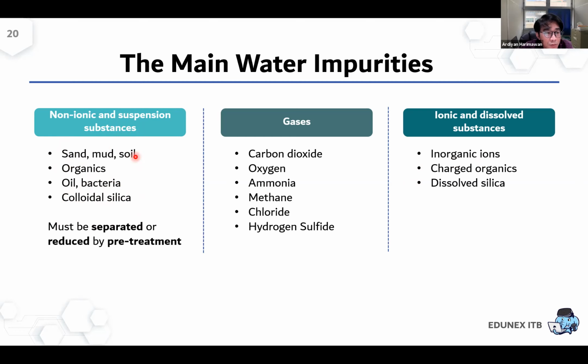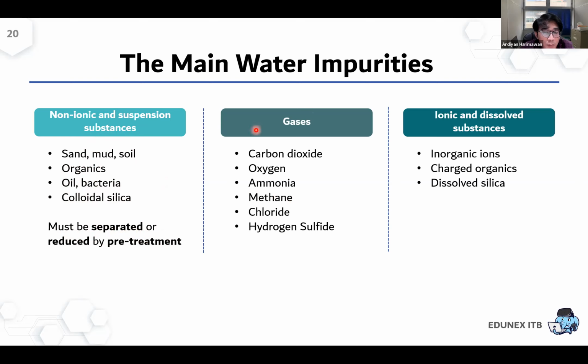So this one is relatively easy to be separated, because it's visible, and it's not dissolved. It doesn't create chemical interaction with the water. So this one is normally separated first in the pre-treatment of the water. Ya, jadi di water treatment plant tahap awalnya itu adalah menghilangkan ini dulu, karena ini yang paling gampang. Karena kan kelihatan ya, kalau keruh ya kelihatan, dan lebih gampang dipisahkan.